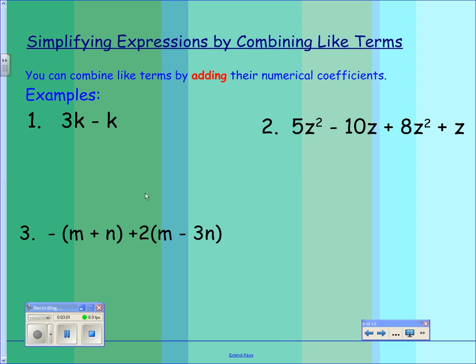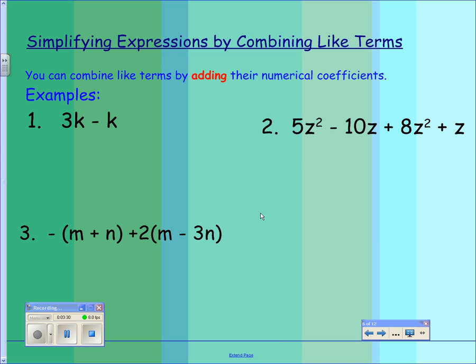Now here are some examples that we can look at, some pretty easy ones. Whenever we're getting ready to simplify our expressions, when we combine them, we're going to combine their coefficients together. So for example, I'm going to look for the terms that are alike. In this case, I've got a 3k and a minus k. Both of these are like terms, so I'm going to combine the coefficients in front. This has a 3. Though I don't see one here, there is an understood 1, so that means it's going to be 3 minus 1, so the answer is going to be 2k.